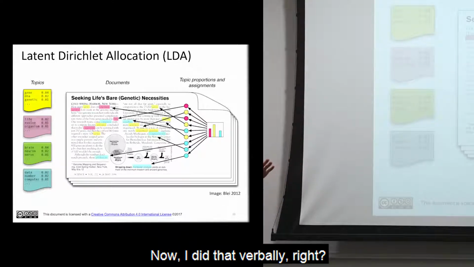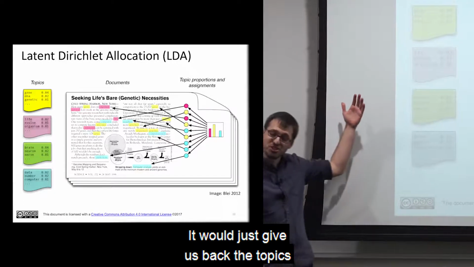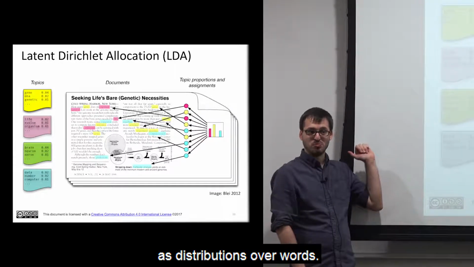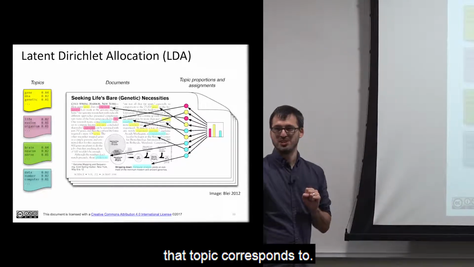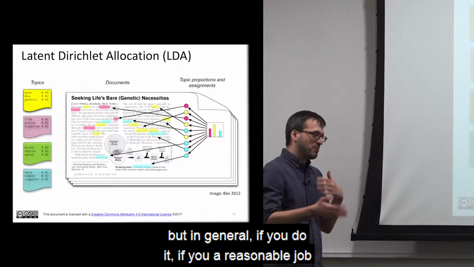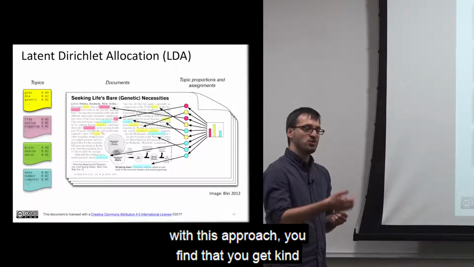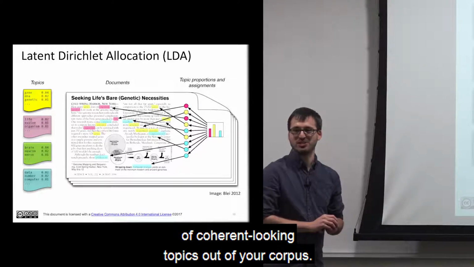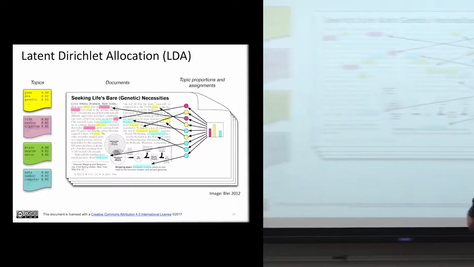Now, I did that verbally, by inspection. I looked at these probability distributions over words, and I attributed a particular topic name to it. The algorithm won't do that. It will just give us back the topics as distributions over words, and it will be up to us to infer what that topic corresponds to. That sounds like it might be a weird task, but in general, if you do a reasonable job with this approach, you'll find that you get coherent-looking topics out of your corpus. We'll come back to a little bit of the details on that later.